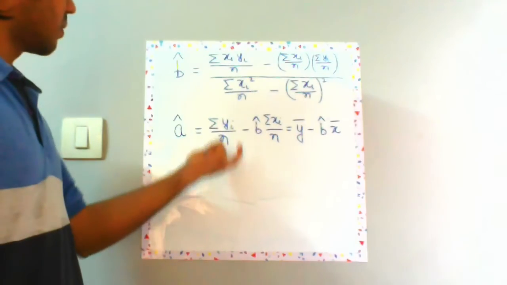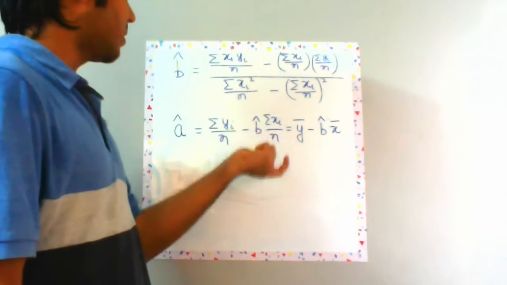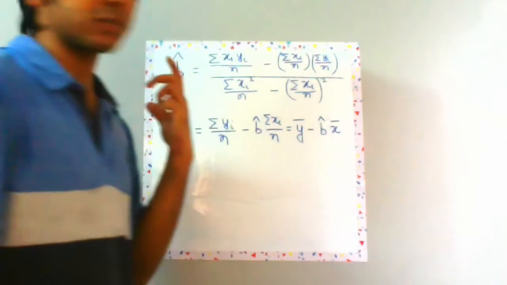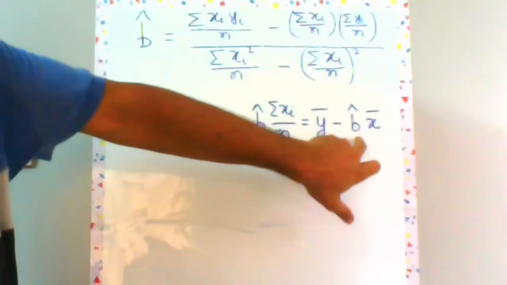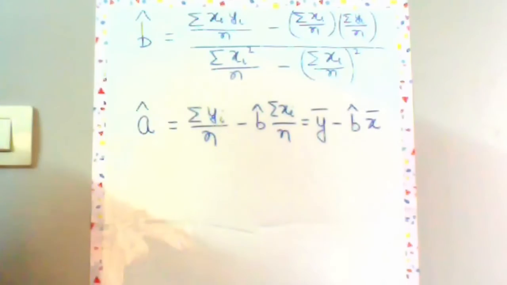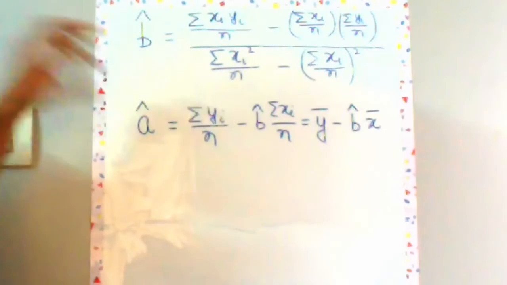This is your y bar, the average of y. This is your x bar, the average of x. So you write y bar minus B hat x bar. But you are still left with finding out B hat. So let's find out B hat. How do you get the B hat? As I said, upon simplification, you will get these two values. So this is your B hat.